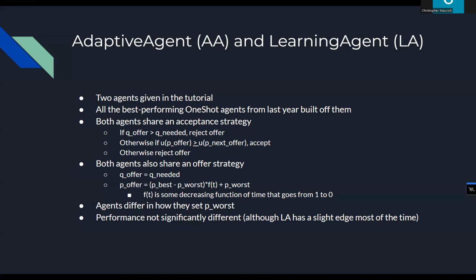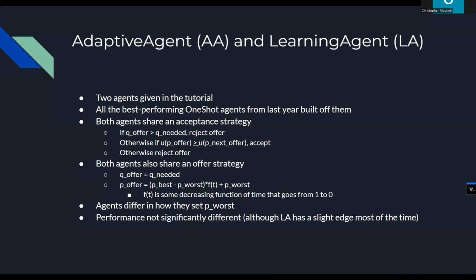They also share an offer strategy, and their offer strategy is to always offer the quantity that they still need. So if their exogenous contract was 9 and they came to an agreement for 3, they're always going to ask for 6 from everyone. And the price of their offer is just going to be a function of time where they're going to start by offering the best price for themselves, and then they're going to continue to lower or raise that price depending on which layer they are and what time step in the negotiation it is.